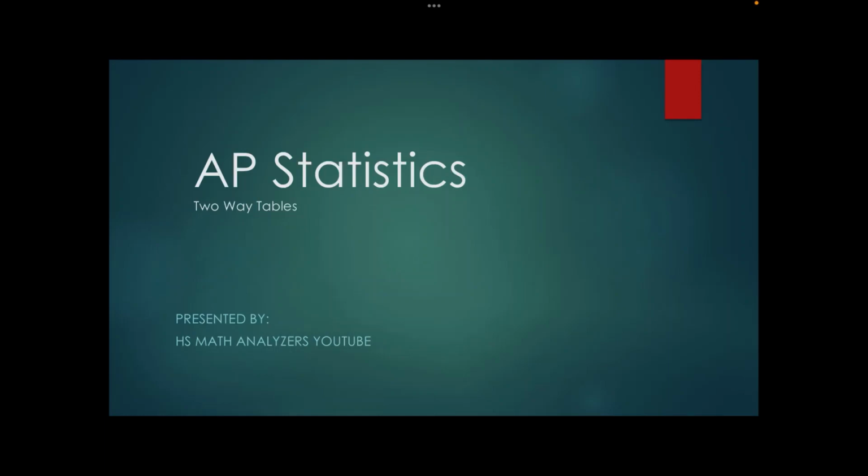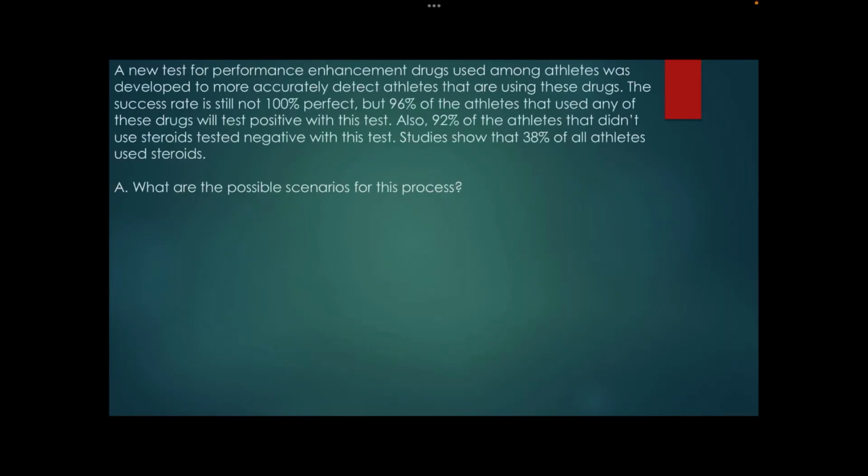Today we will be doing AP Statistics two-way tables. A new test for performance enhancement drugs used among athletes was developed to more accurately detect athletes that are using these drugs. The success rate is still not 100% perfect, but 96% of the athletes that used any of these drugs will test positive. Also, 92% of the athletes that didn't use steroids tested negative. Studies show that 38% of all athletes use steroids.